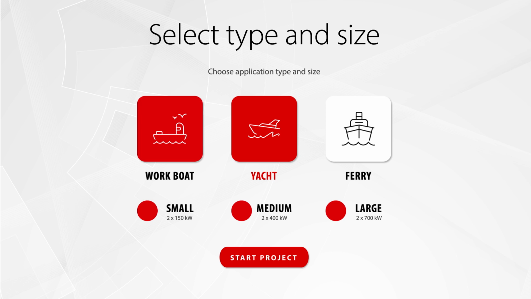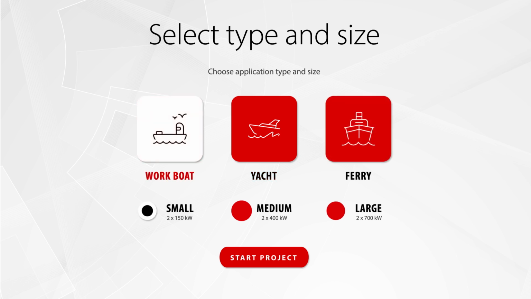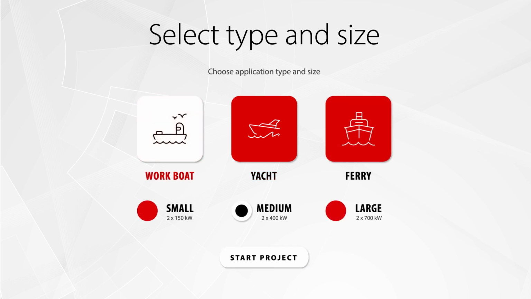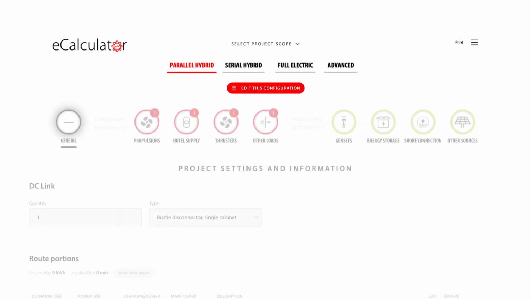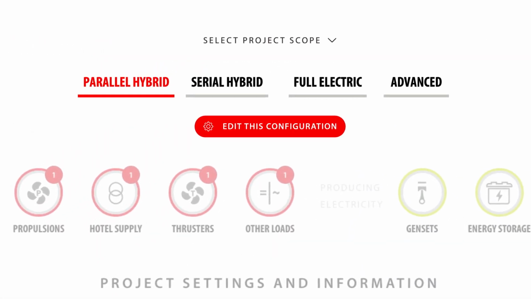Select the type and size of your vessel. In this example, we will design a medium-sized workboat. Next, choose your electrification type. Parallel and serial hybrid include a combustion engine power source, or full electric, which means the vessel is purely battery-powered. This tool will provide you an initial proposal, and you can modify the design later on. Now you are ready to start your project.